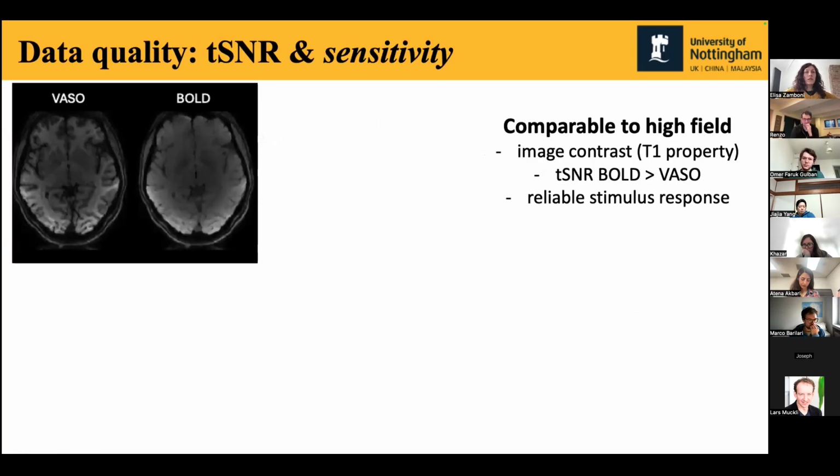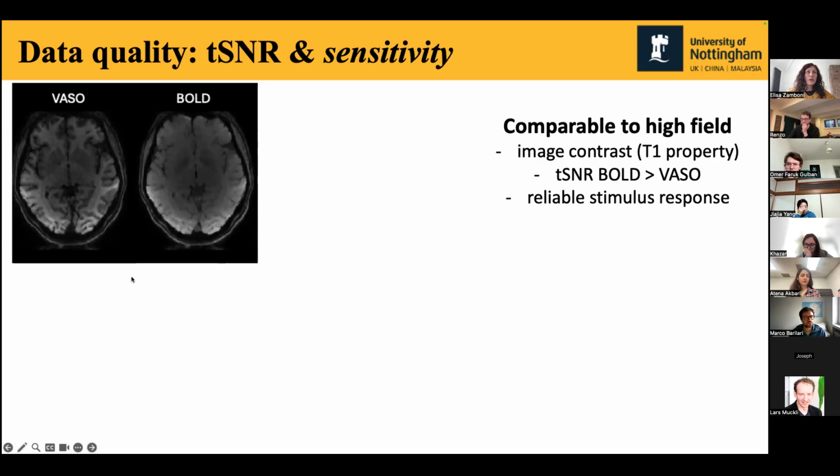Because it was the first time that we implemented this type of acquisition on the scanner, we first had a look at the type of data and the data quality that we obtained. As I'm sure you're all aware, for each TR we obtained 2 different images, one with a VASO contrast and one with a BOLD contrast. As you can see already from the VASO image, the gray matter, white matter contrast is quite high, which is a good indication that the acquisition was working well.